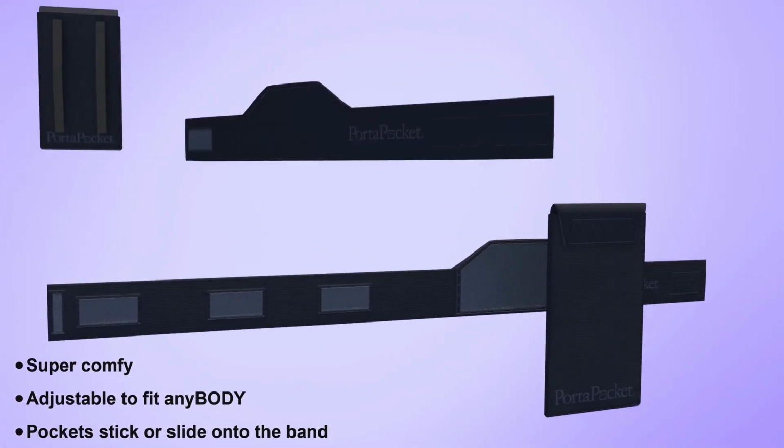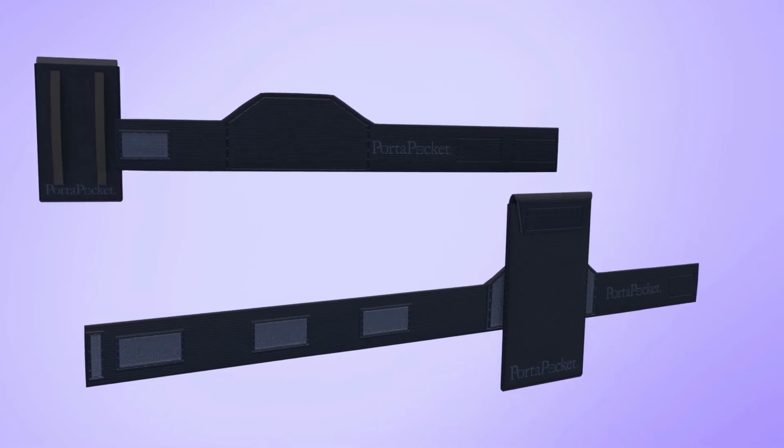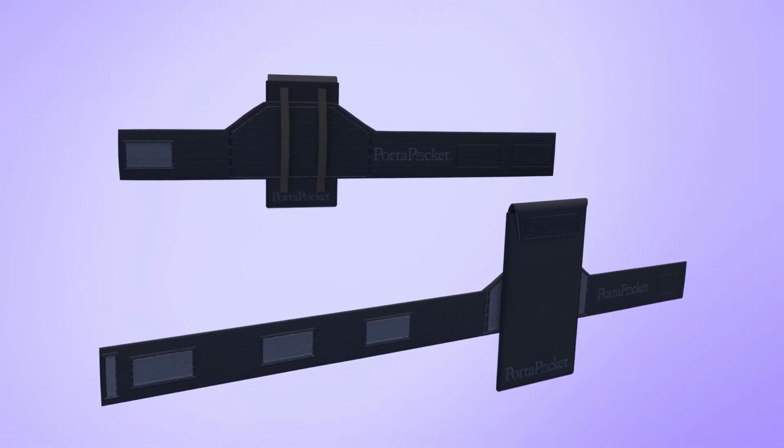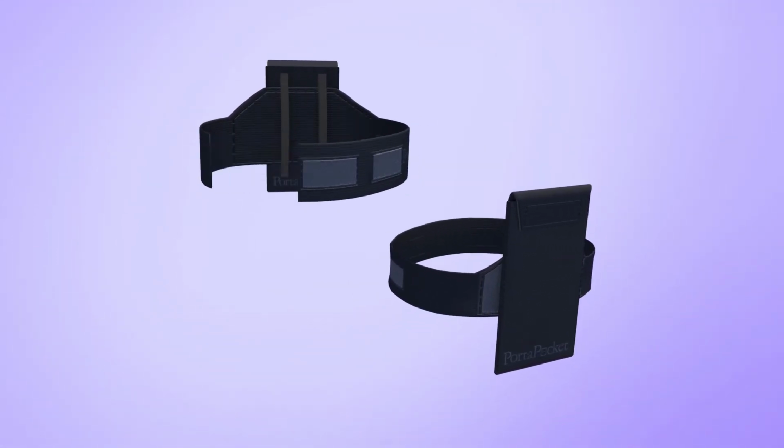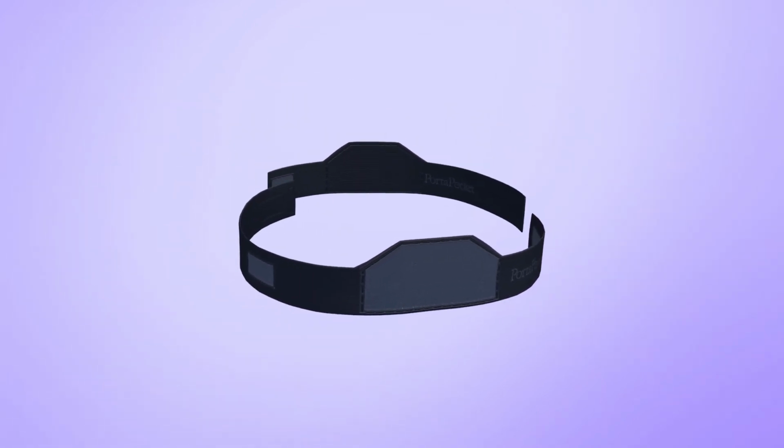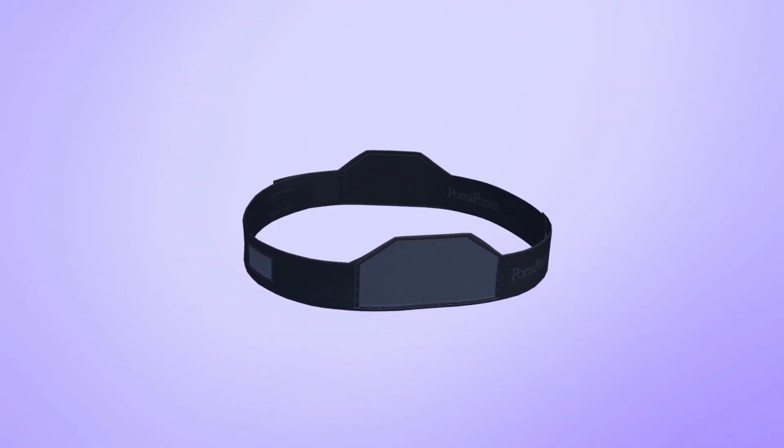Pick a pocket and attach to the band. Stick it on for something light or slide it on for something heavier. Wrap the band around where you like and you're good to go. Highly versatile, modular pieces let you extend the length of the bands if and when you need to.